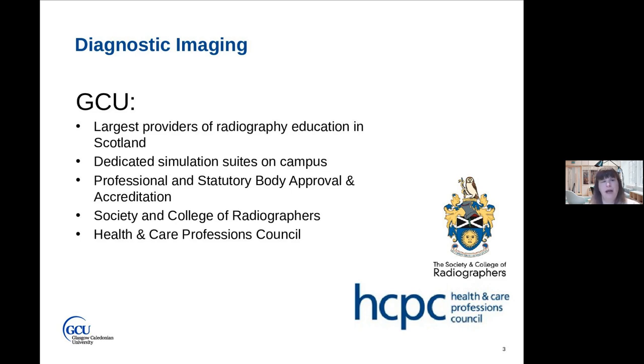We are accredited by both the HCPC and the Society of Radiographers. So for those working in the UK, you need to be registered with the Health and Care Professions Council, or the HCPC. You can see the logo there in the bottom right of the slide. They are the professional, statutory body for radiographers. What that means is you would get your qualification with us, and then you would apply for registration with them, meaning that you can work in the United Kingdom. And again, that's one of the big draws for programmes such as ours.